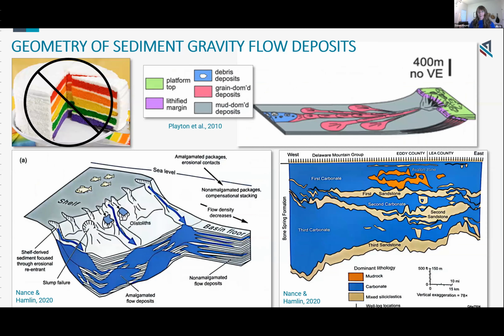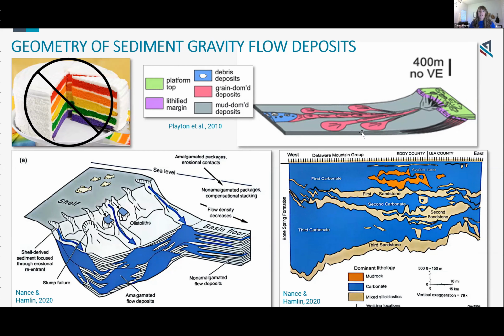So how do these look on a larger scale? This is really important. In some cases they vary at the larger scale, on the order of, let's say, within a mile, they change laterally, and sometimes it takes several miles before they change laterally. But the really big bottom line is they don't look like a perfect layer cake.